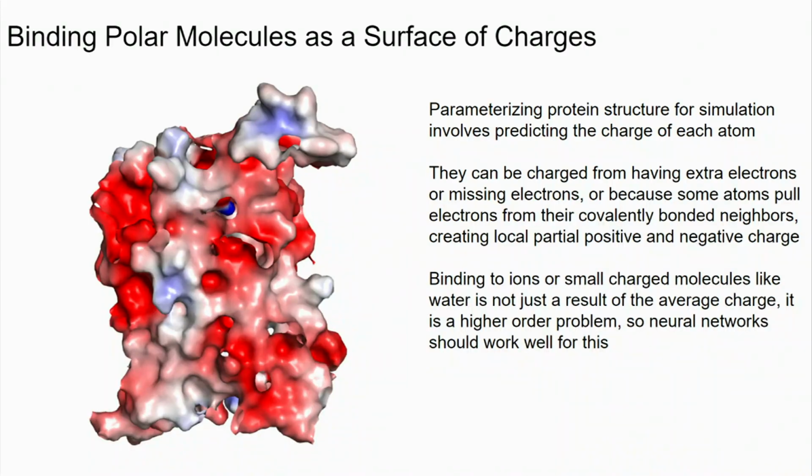When you parameterize a structure for simulation, you give charges to all the atoms. There can be charges from something that has an extra electron or is missing an electron. But then there's a sharing of electrons through covalent bonds, and some of them can be shared more towards one atom or the other. So you can have a local positive and a local negative, and even though it averages to neutral, this can affect its ability to bind to the charged molecules.